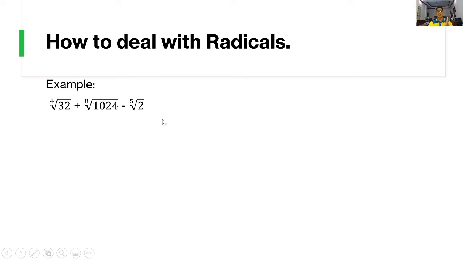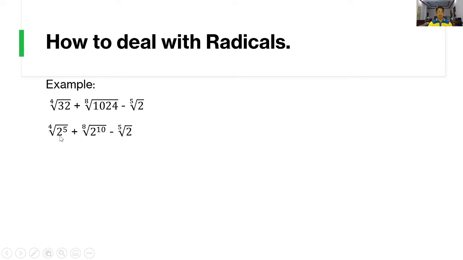Now, before we judge that they are dissimilar radicals, ang sabi ko sa inyo kanina, i-simplify muna natin yung mga radicals. Okay? So, let's try this one. Yung 32 is 2 to the 5th. Yung 1024 is 2 to the 10th. And then, square root of 2, simply square root of 2. Still, yung indices nila, yun pa rin ang gagamitin natin. Let's try to simplify first.